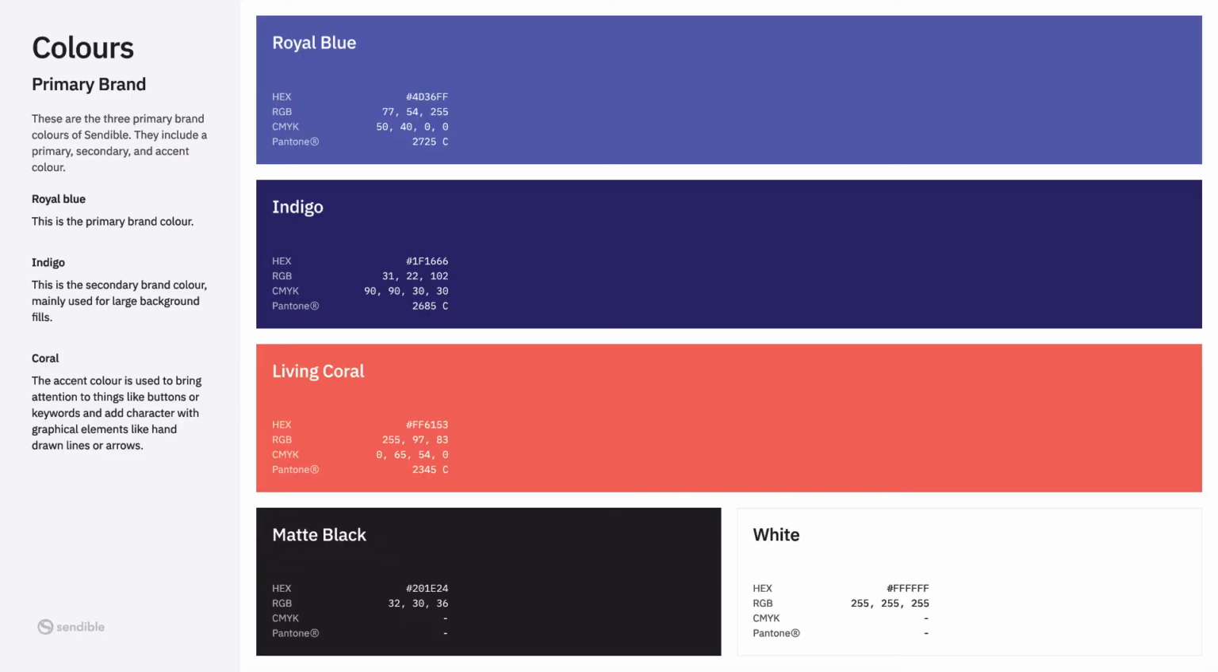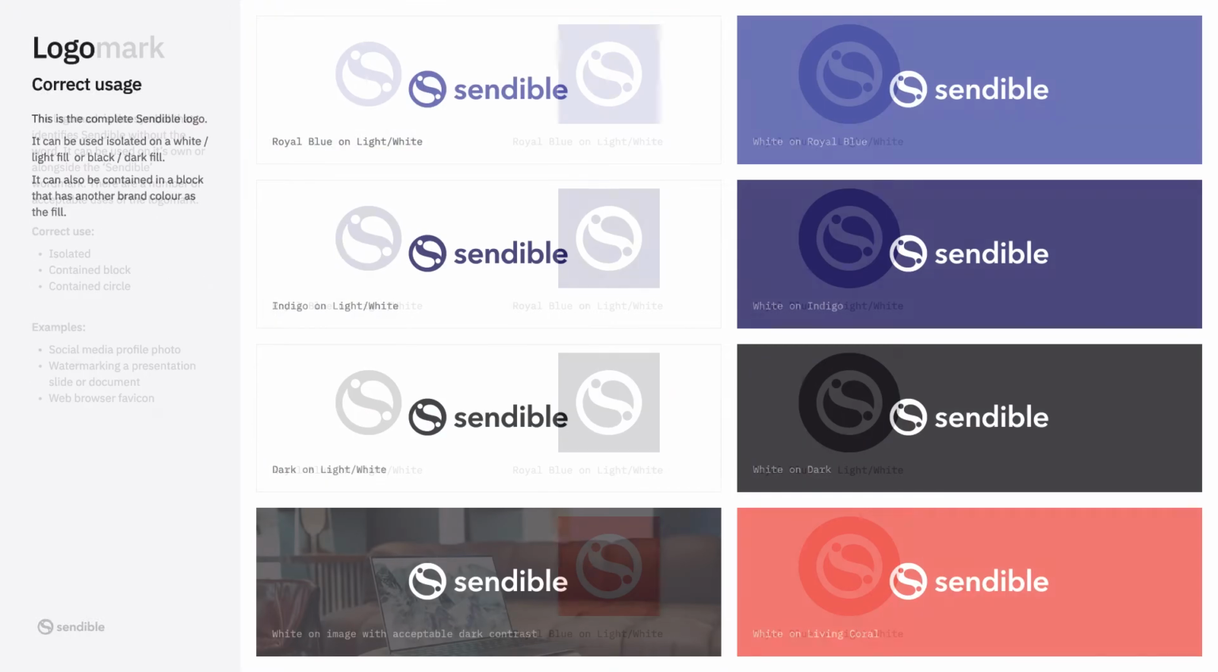Exactly. How would you describe the Sendible visual brand? I would say playful. We try not to be too corporate, too serious. I'm actually putting together brand guidelines now, so it's good to actually talk about these things. But I would say it's relaxed, playful.